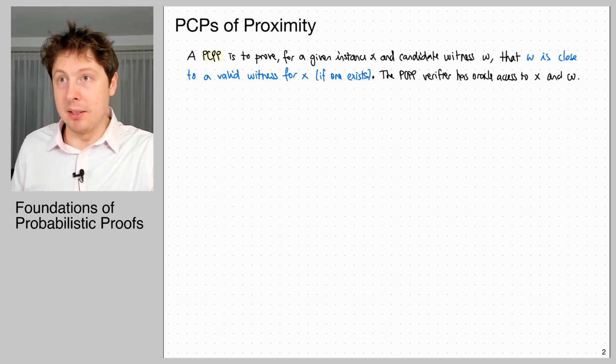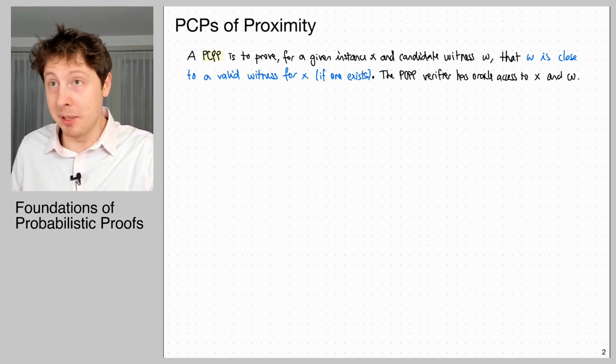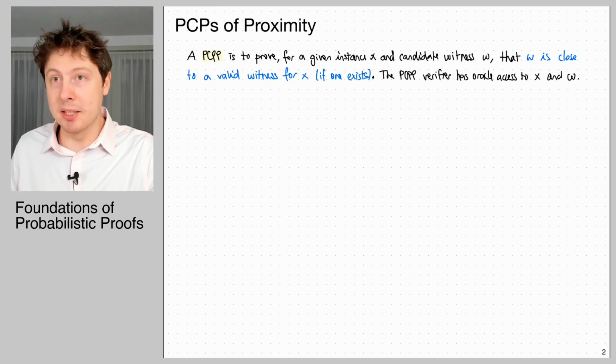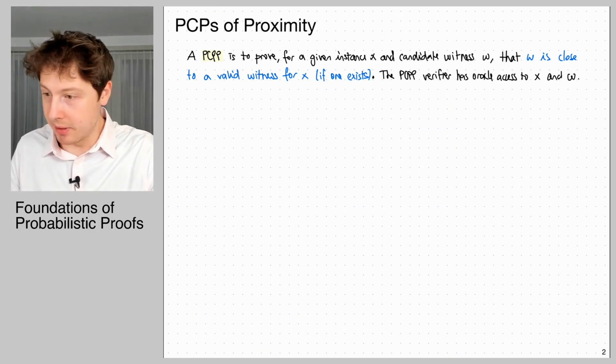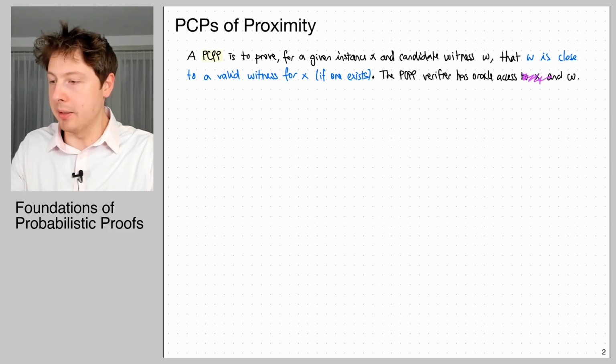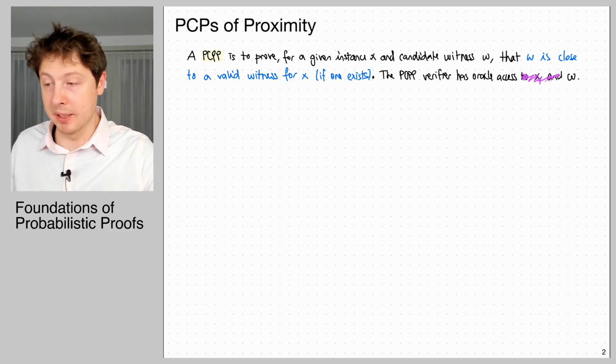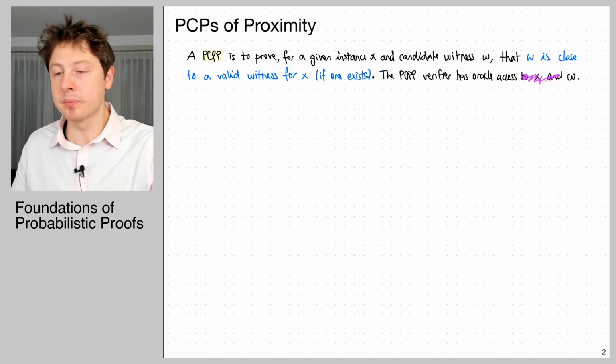But syntactically different from a PCP, a PCPP verifier has oracle access to both, not just the proof, but also the given witness whose proximity is being tested. Okay?